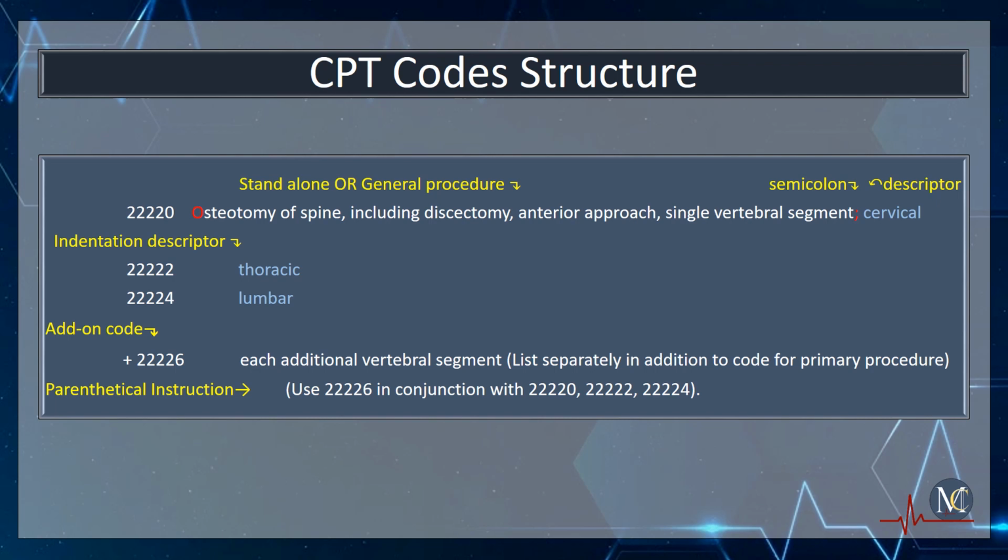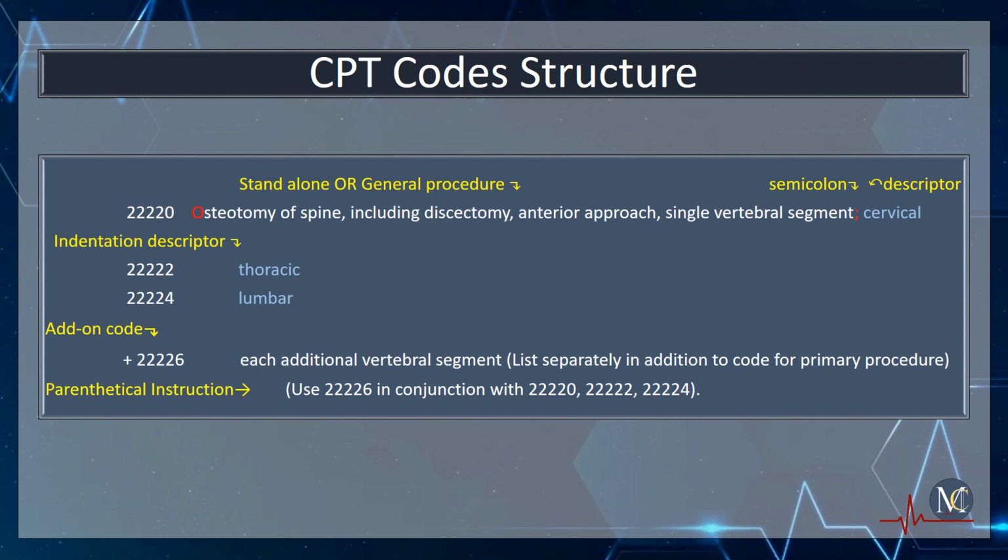In the previous discussion, we covered the components of a code. The 5-digit number serves as the code number followed by a code description. In the code description, there is a semicolon which divides the description into two parts. The first part is known as standalone and the part after the semicolon is known as descriptor. Below, there are two additional descriptors and we need to select the correct descriptor according to the procedure.